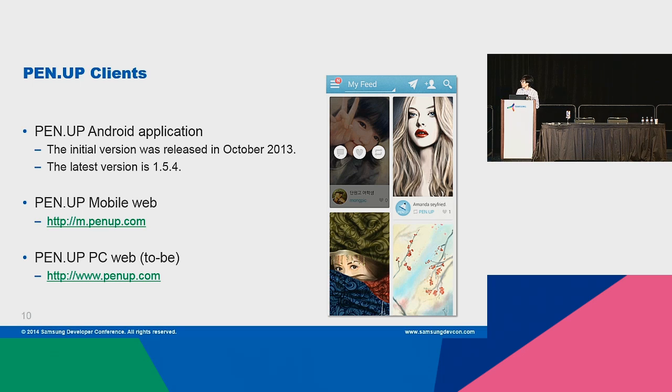And PEN.UP Mobile Web was launched in March this year, so you can access m.penup.com using mobile web browser. PEN.UP Mobile Web provides most features of PEN.UP Android application. And we have a plan to release PEN.UP PC Web. Actually, you can access PEN.UP PC Web right now in your PC browser, but you can see only the PEN.UP introduction page and the PEN.UP blog. So we are preparing the PEN.UP PC Web official version, and it will be released as soon as possible.